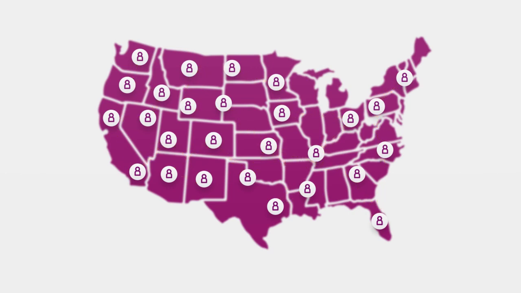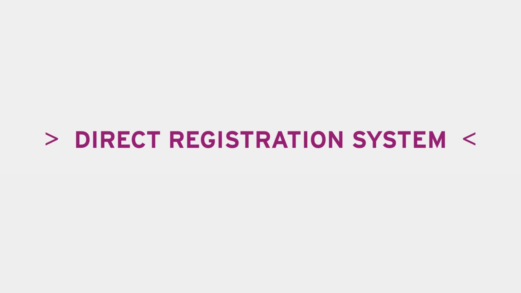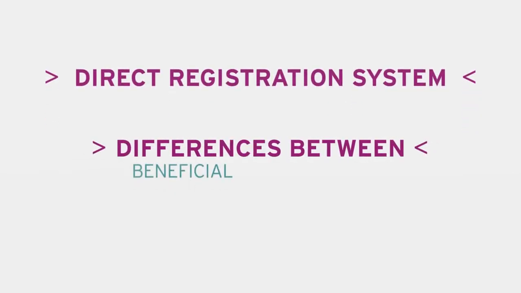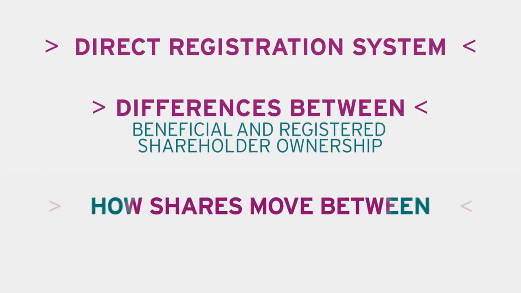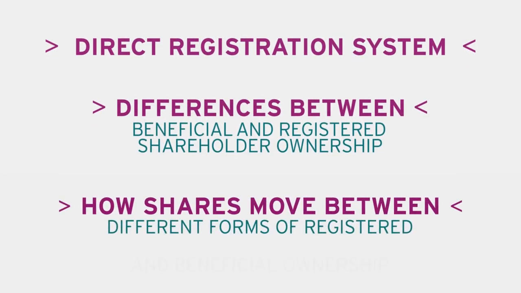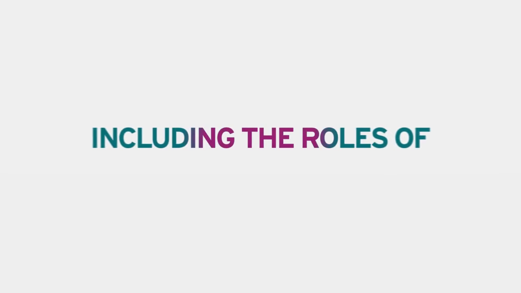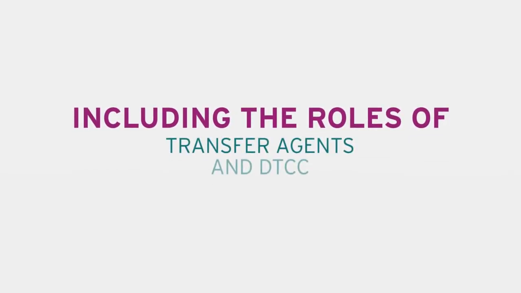By the end of this video, you'll be familiar with the direct registration system, the differences between beneficial and registered shareholder ownership, and how shares move between the different forms of registered and beneficial ownership, including the roles of transfer agents and DTCC. Let's get started.